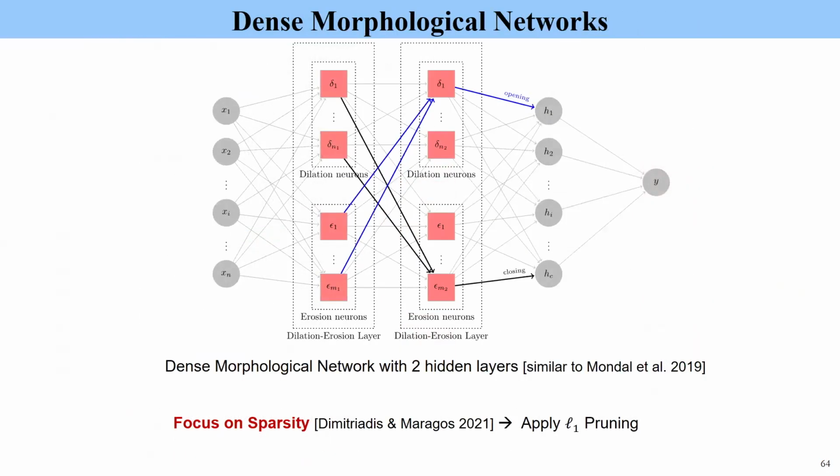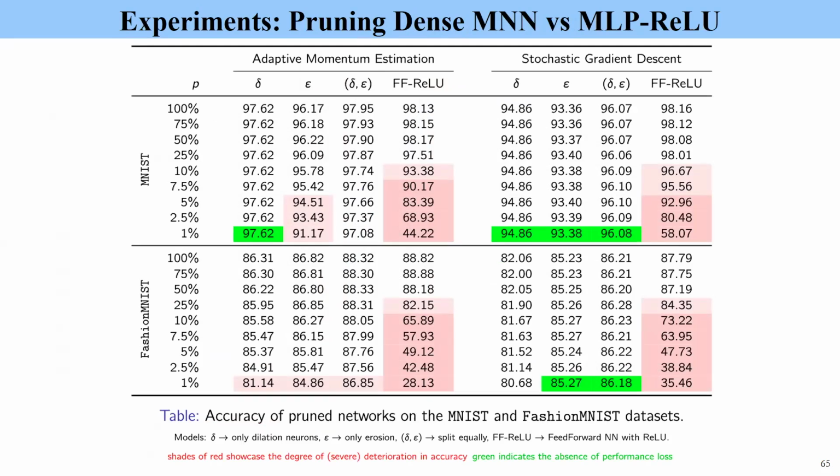The experiments we did were with dense neural nets, where in the hidden layer we had either 400 dilation perceptrons, or 400 erosion perceptrons, or 200 dilation and 200 erosion perceptrons. We compared them with traditional neural nets that used the feed-forward architecture and ReLU activations. Now, the results are very encouraging.